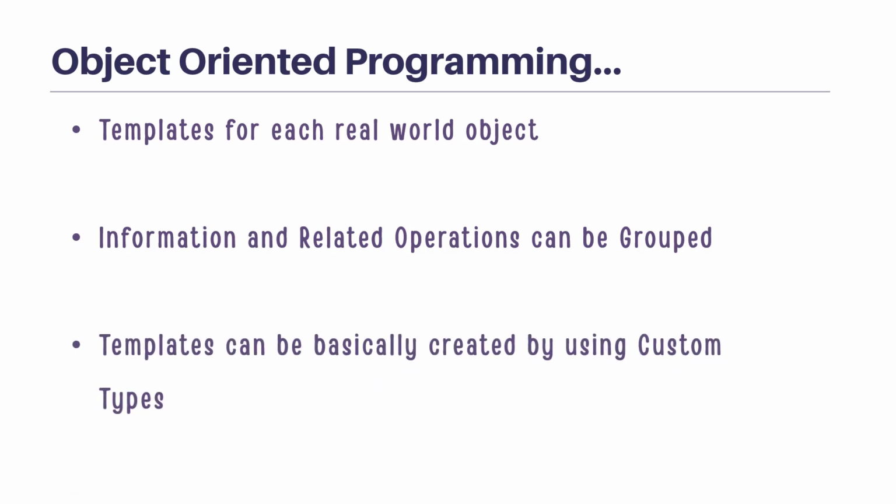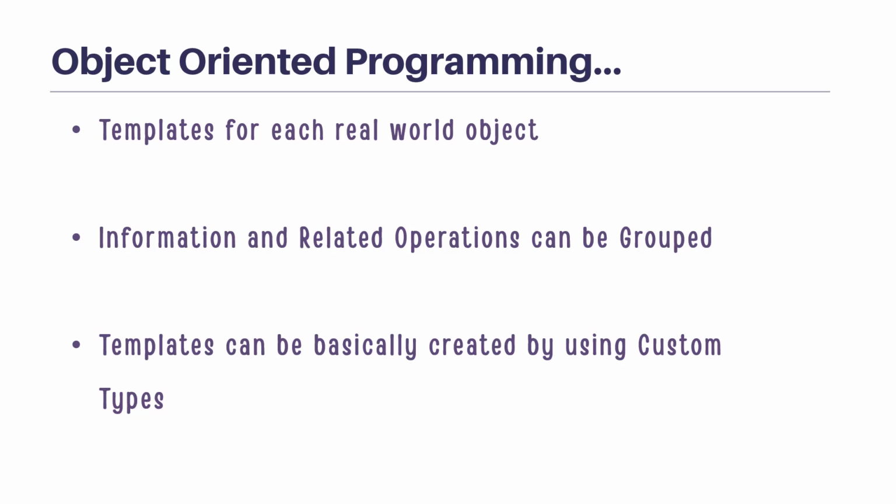So we can capture all the student-related information in a single template, or should I say a single type called Student. All the teacher-related information can be captured in a single type, namely Teacher, and so on. So the bottom line is we need custom types to model the real-world objects so that the software can be easy to read, easy to understand, easy to maintain, and easy to test.